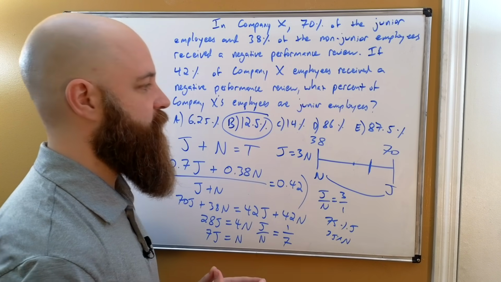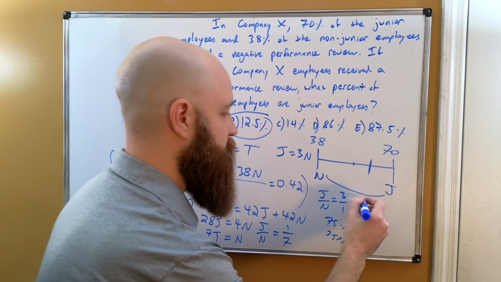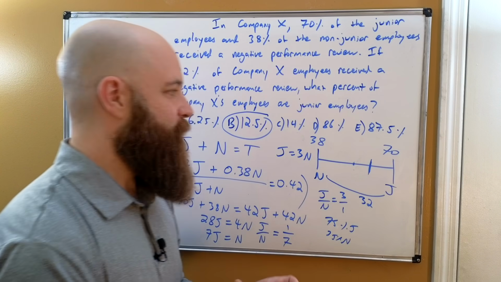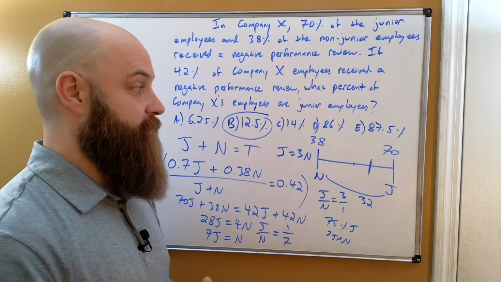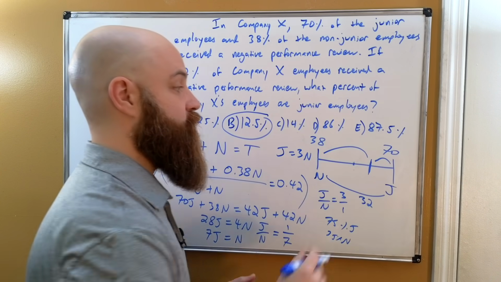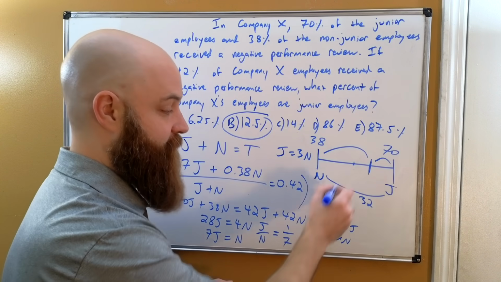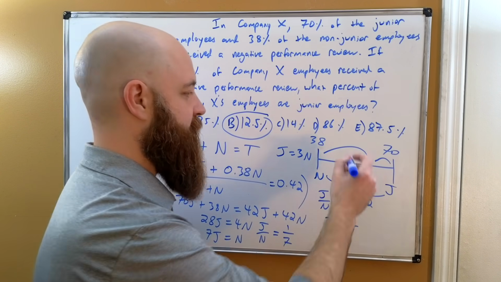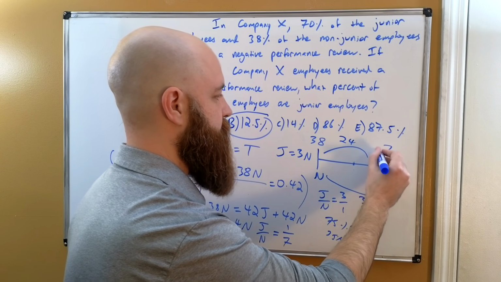Okay, so let's put some numbers on that. The total distance from 38 to 70 is 32. Okay, but J is 3 times closer, so this distance to this distance will be 3 to 1, or you could say that this is 75% of the distance. 75% of 32 is 24. That leaves 8 here.